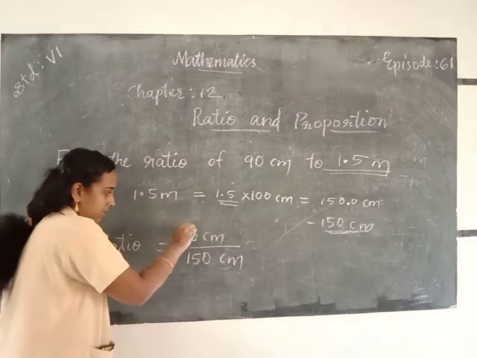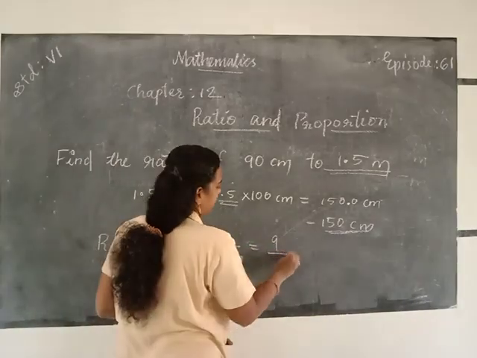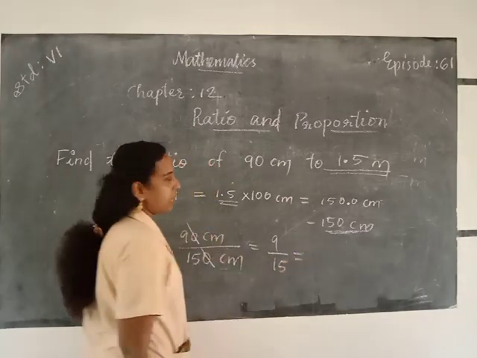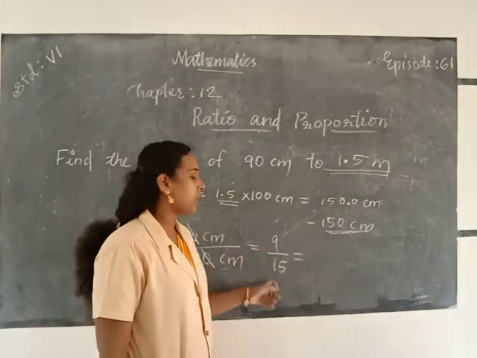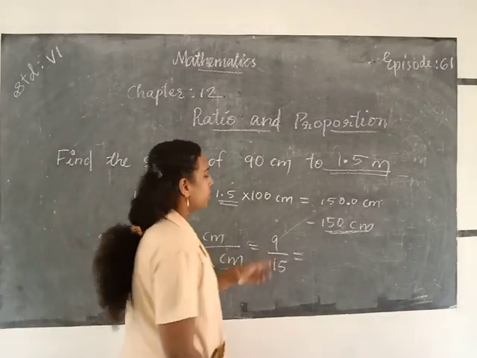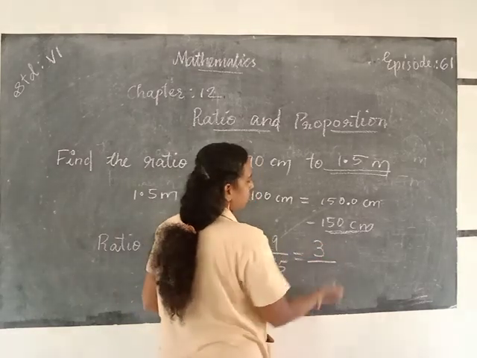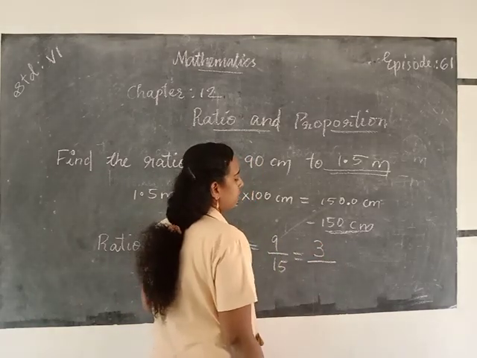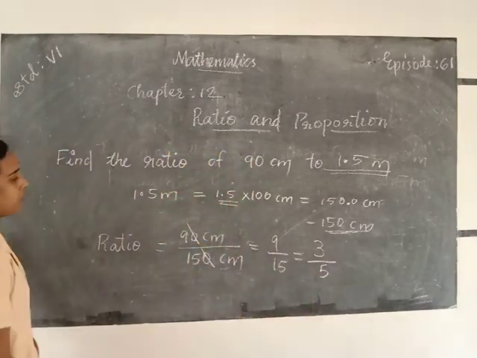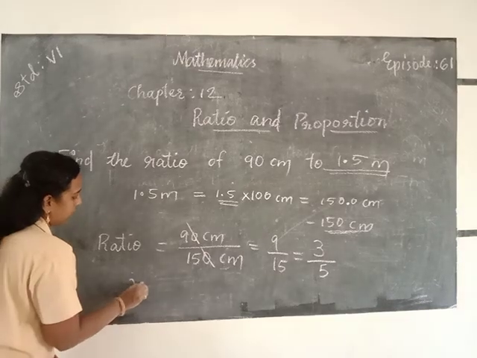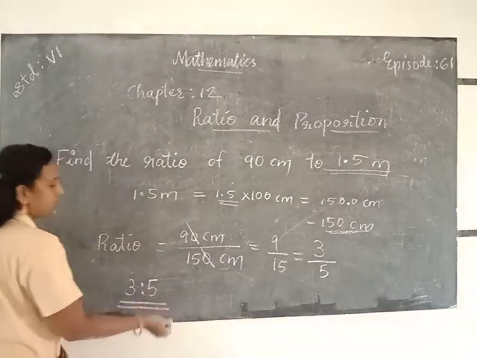If we cancel these two zeros from numerator and denominator, then we get 9 by 15. And in 9 and 15 there is a common factor, and the highest common factor is 3. So you divide numerator and denominator by 3. 9 by 3, you get 3, since 3 3s are 9. And 15 by 3 we get 5, since 5 3s are 15. So the required ratio is 3:5.